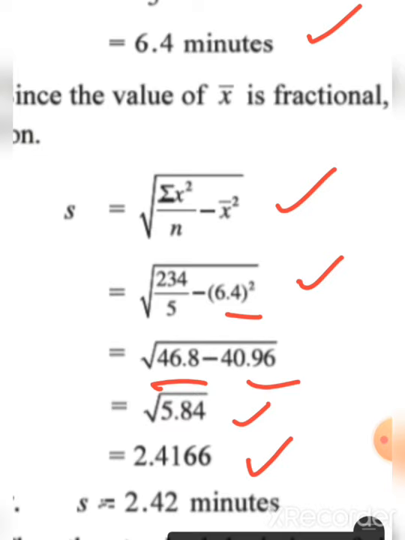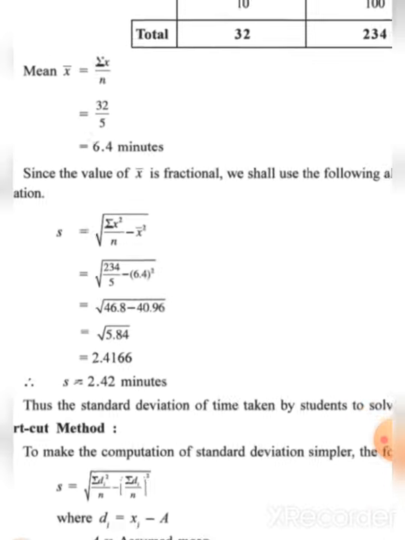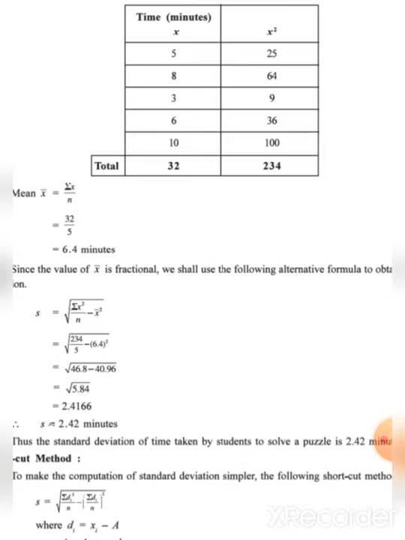We need to write up to 2 decimal places, so our standard deviation is 2.42 minutes, and as again it is the absolute value, we need to write the unit for the same. Alright, so this is our 13th example where we have calculated, or we can say found out, the standard deviation.